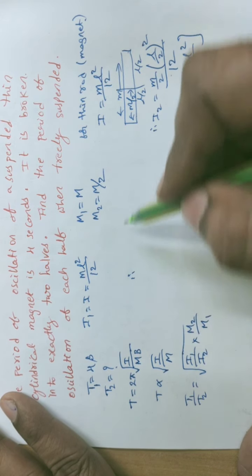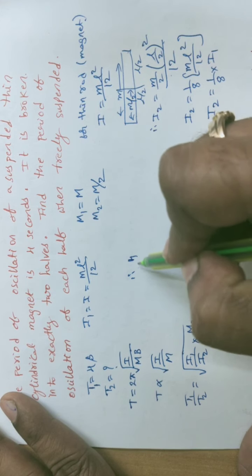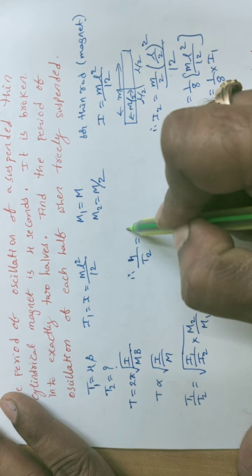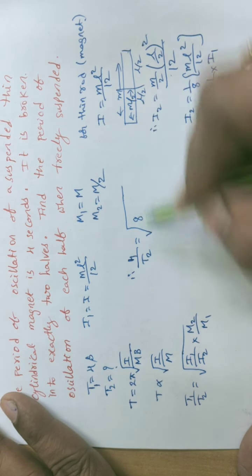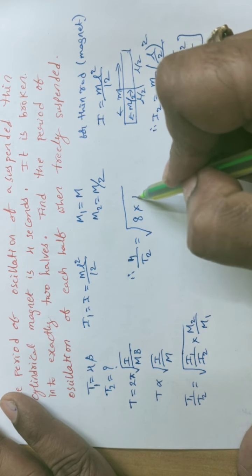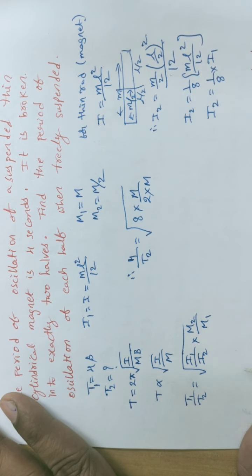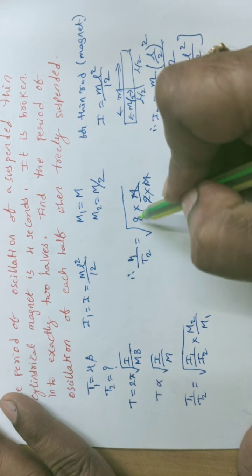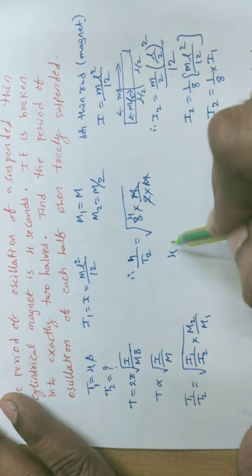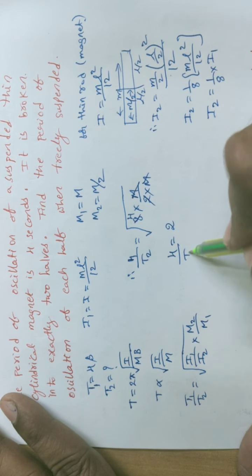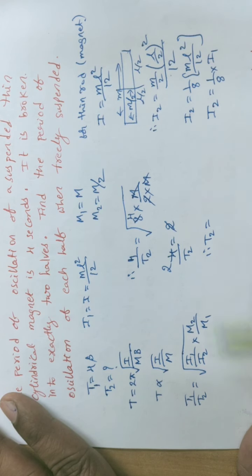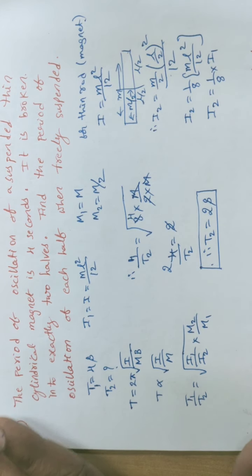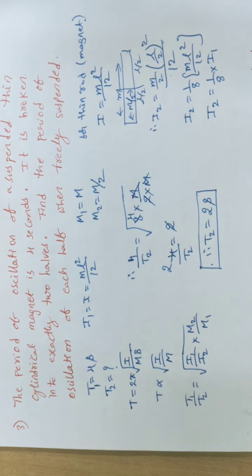Therefore students, observe carefully. The T1 value is 4, and the T2 value we want to calculate is equal to root over I1 by I2, which becomes nearly 8 only, into the M2 value, M by 2, into M. So this cancels, and 4 is equal to root 4 value 2 into T2. Therefore T2 value is equal to 2 seconds. So the time period value we calculated is 2 seconds.